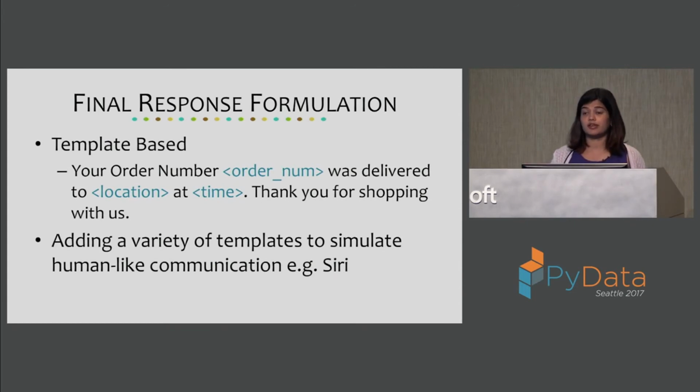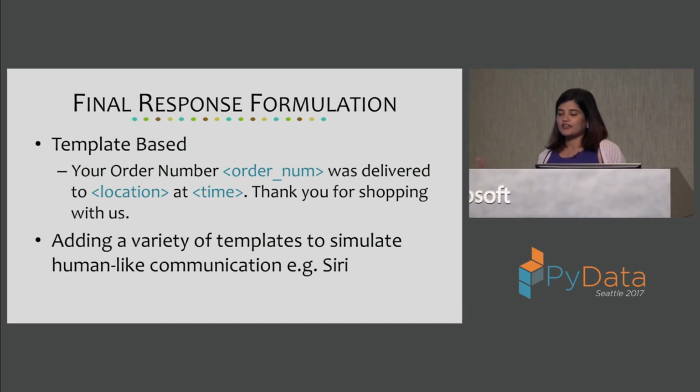Or you can use a template-based system, which is what Siri and Alexa and all of these other systems are using right now, where you have this template and several versions of this template, which says things like your order number blank was delivered to blank at blank time. Thank you for shopping with us. And this same template is used for anybody who's asking about a specific order, and they just replace these blanks with the actual information. What Siri does is it has a large variety of ways in which it conveys this information. So when you ask the same question repeatedly, you do not get bored because you get a large variety of answers.